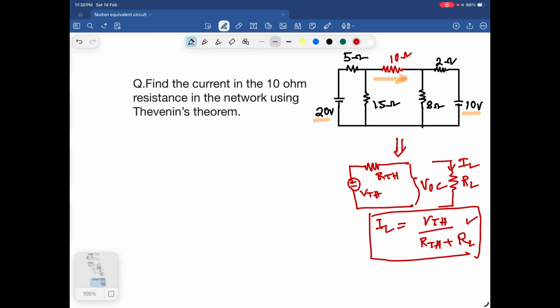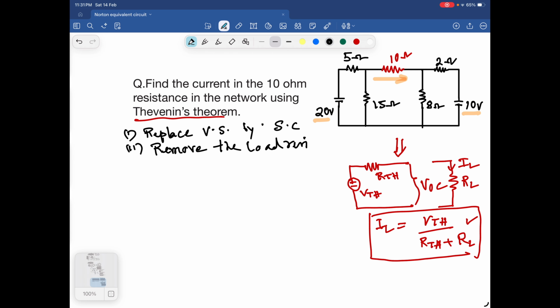Now we have to find out the RTH. What are the steps? For solving this Thevenin's theorem problem, first we have to remove the voltage source, or replace the voltage source by a short circuit, and remove the load resistance.